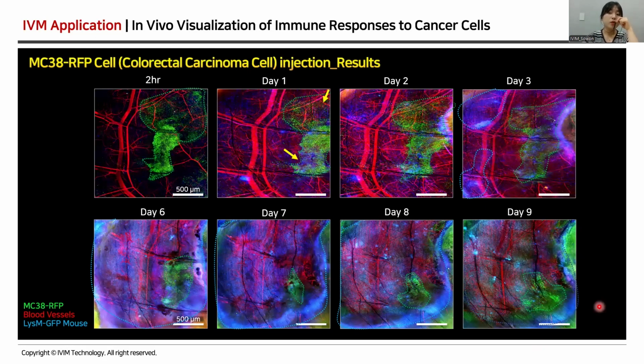We performed a similar experiment with MC38 cancer cells. Here as well, macrophage infiltration was evident from day 1. However, compared to the B16F10 model, the infiltration occurred across a broader area. As the response developed, macrophages increasingly surrounded the tumor cells, accompanied once again by noticeable vascular remodeling.